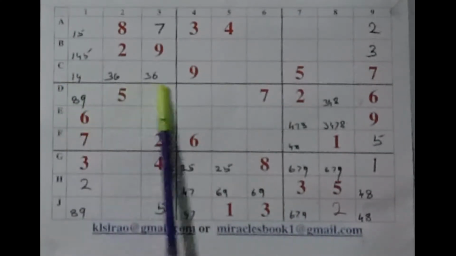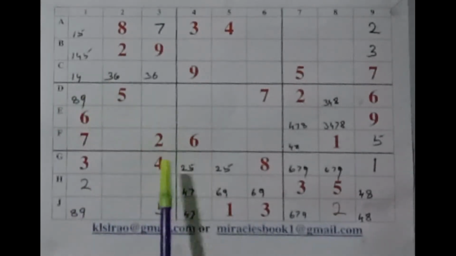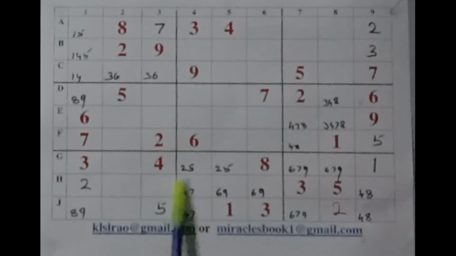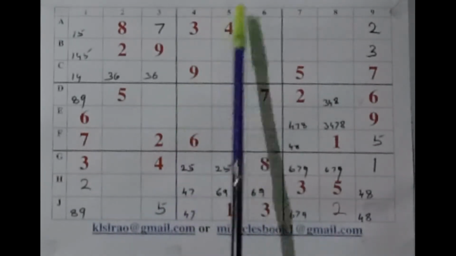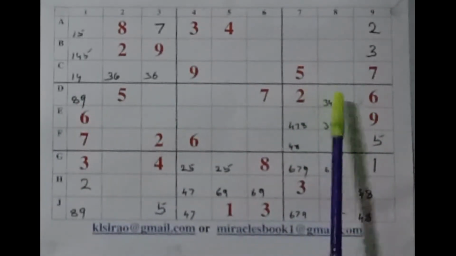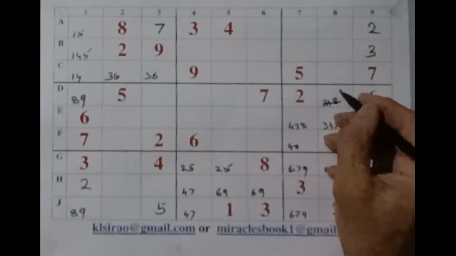Now, look at this row D. We have 8 and 9 here, we have a 4 obstruct in this cell, we have this 4 and 7 pair obstruct in this cell, 4 cannot take this place, we have a 4 above there. That means in row D, the only place for a 4 is this. That's the place for a 4.